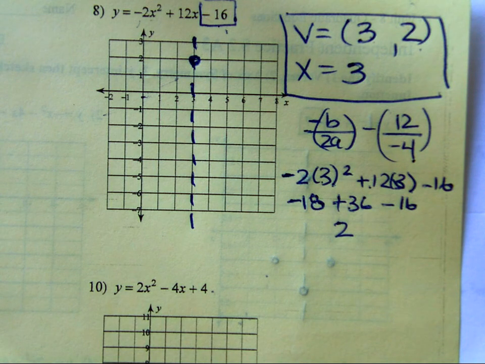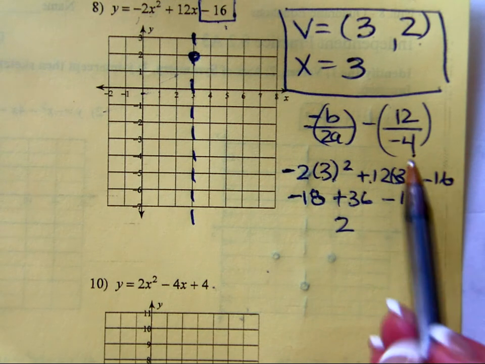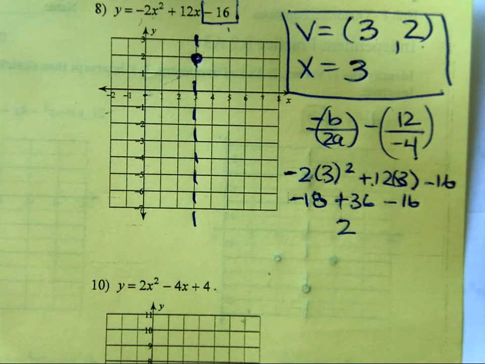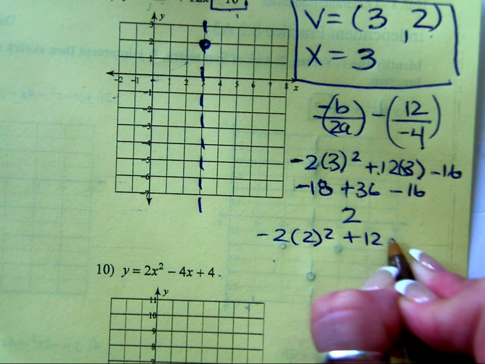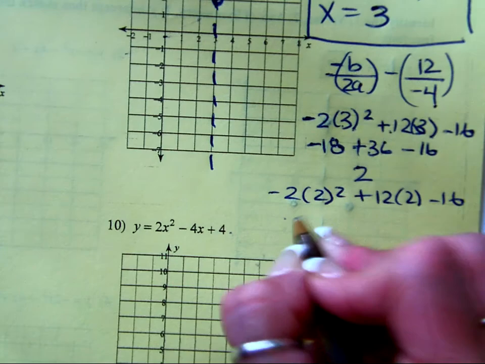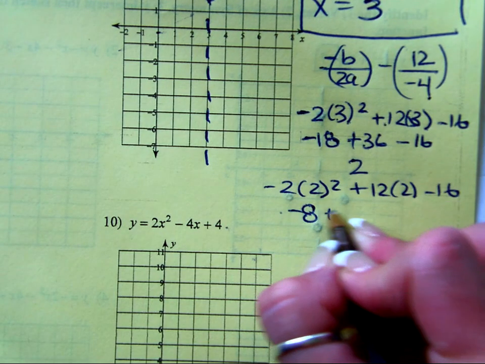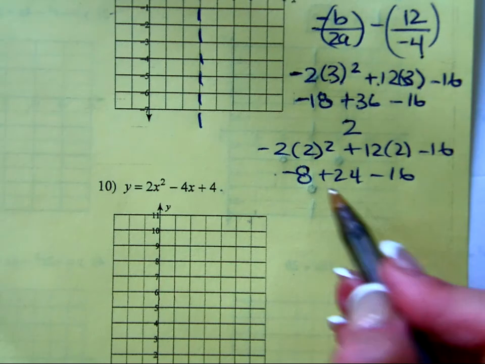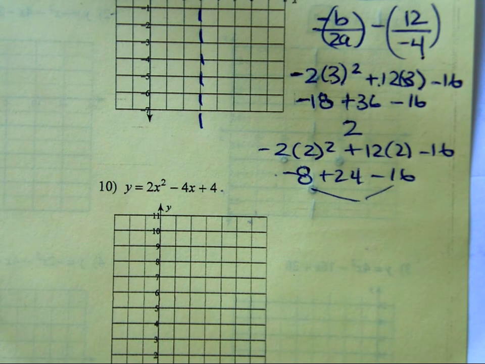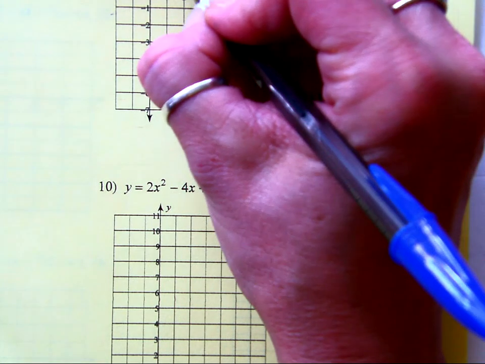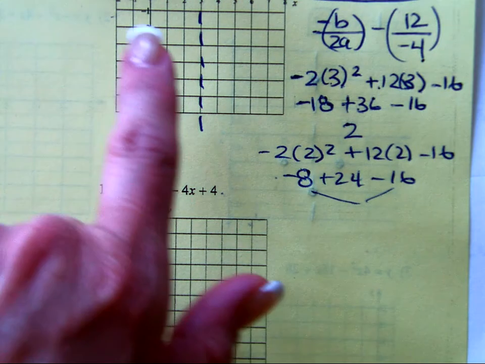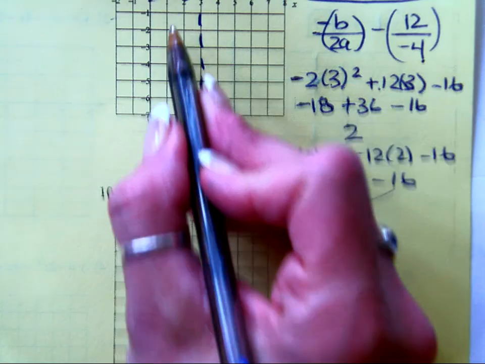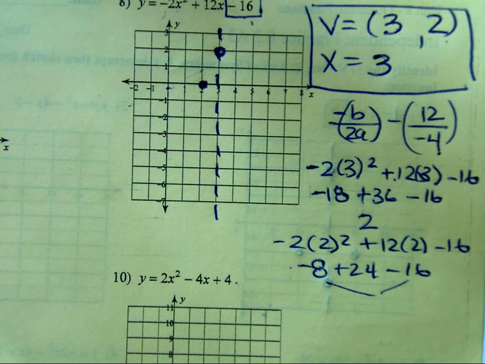The only unfortunate part about that is I have to go through this whole process again with 2. Okay? So I'm going to say negative 2 times 2 squared plus 12 times 2 minus 16, which is going to be 4, and then that's going to be 24. And that's going to give you what? 0, right? So guess what? If I know that this is 2, 0, then I know that the other one is actually 4, 0, because it's got to be the mirror image of that.